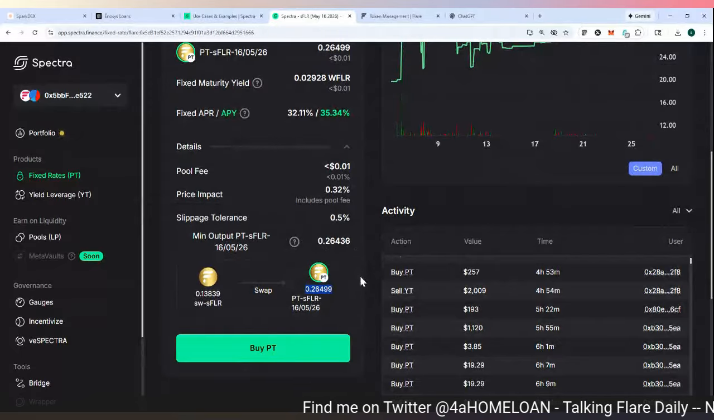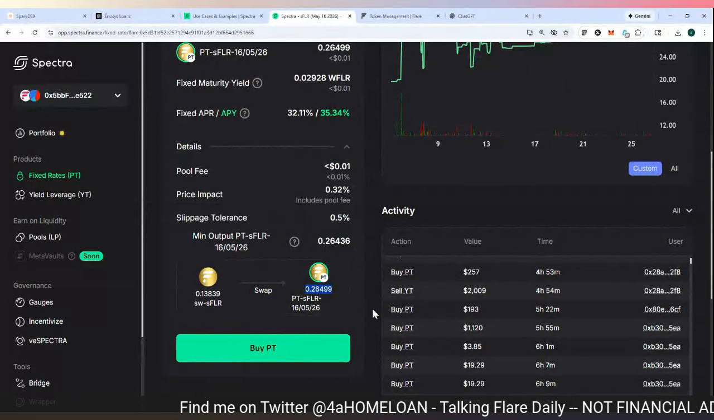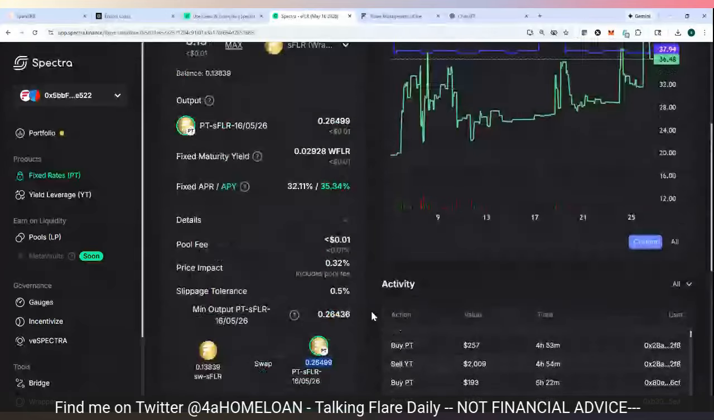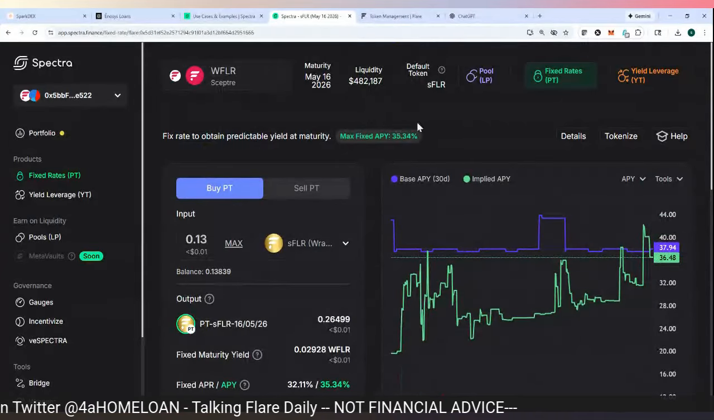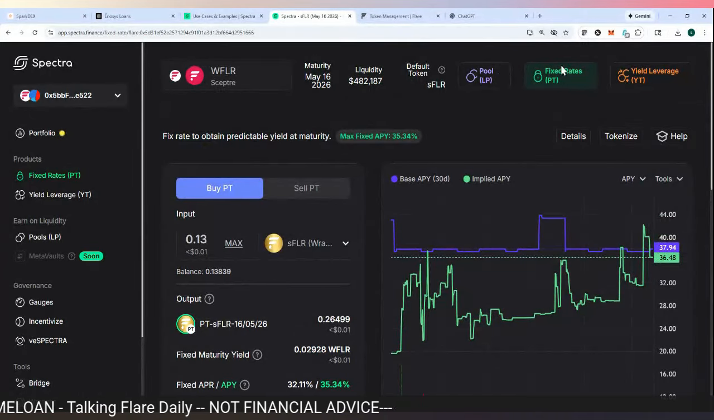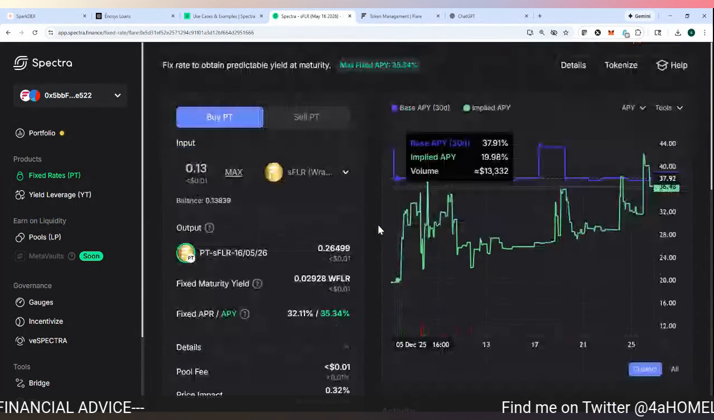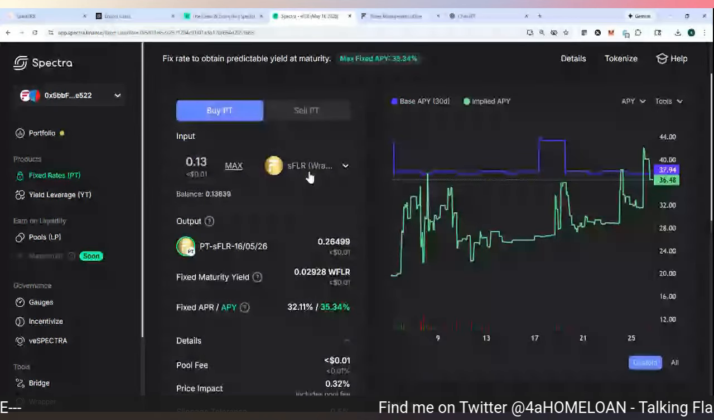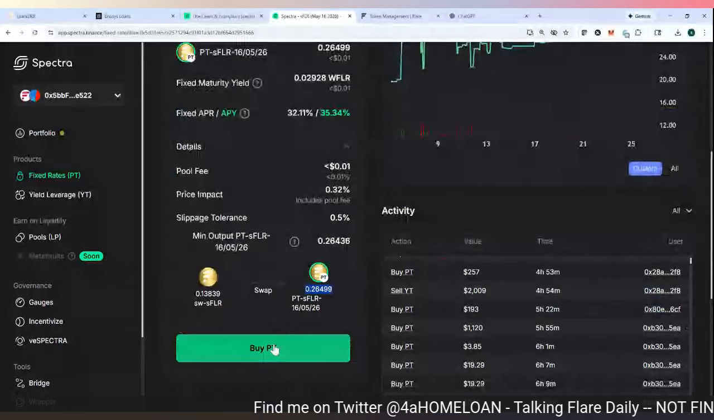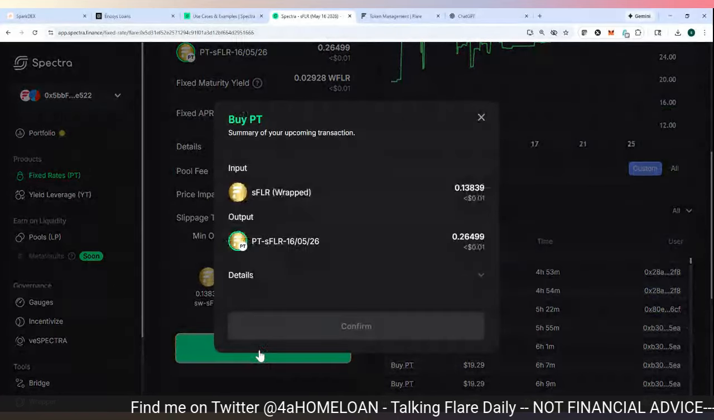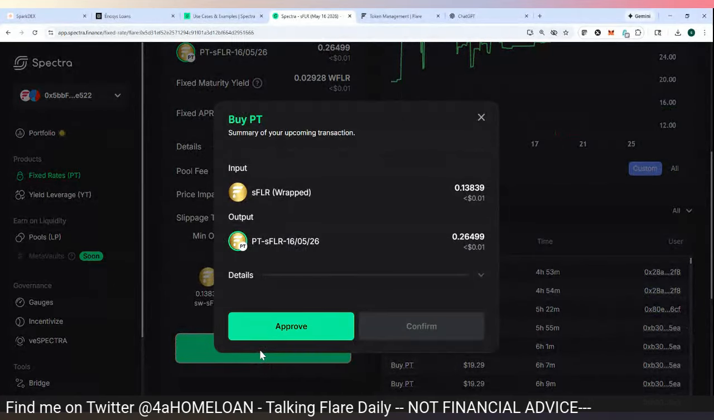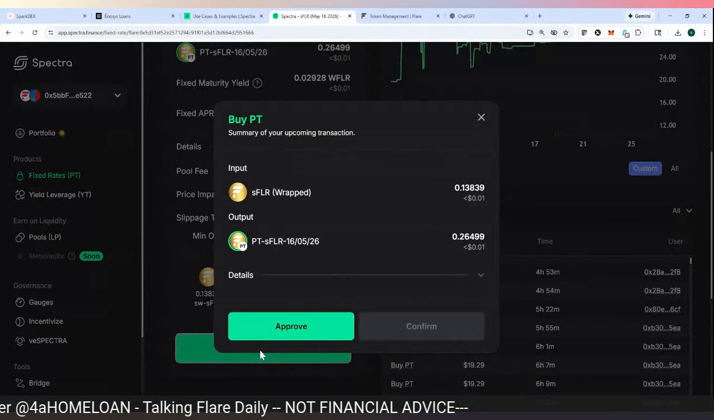And then I'm going to have to unwrap it and withdraw it if I want to work with it from there. But that is a principal. This is the principal. This is the fixed rate or the PT. See up here? Fixed rate or the PT. I'm using some sFLR to do that. Okay. So let's go ahead and do this. Buy the PT, because I'm going to show you what happens if you don't have sFLR in your wallet. Okay.